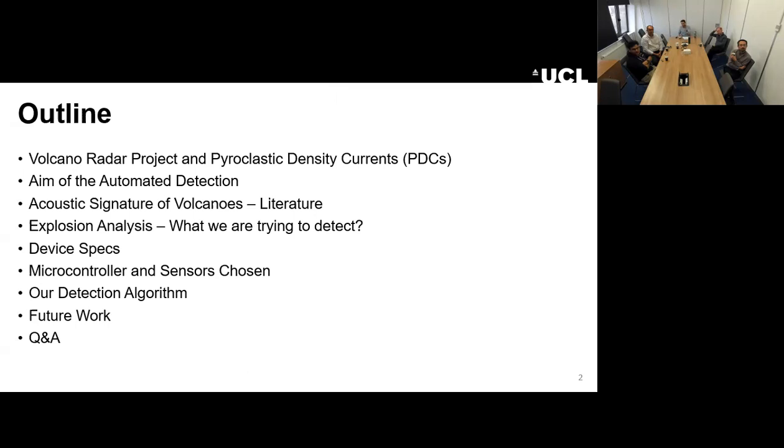what a pyroclastic density current is. We will talk about the aim of the automated detection and the acoustic signature of the volcanoes. I'm going to give you some literature on this, and the explosion analysis, that also means what we are trying to detect. And our device specifications, like the microcontroller and sensors that we've chosen, a detection algorithm, some future work, and then we will have a Q&A session in the end.